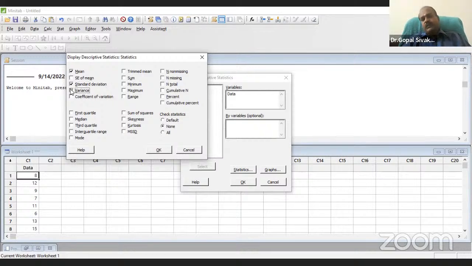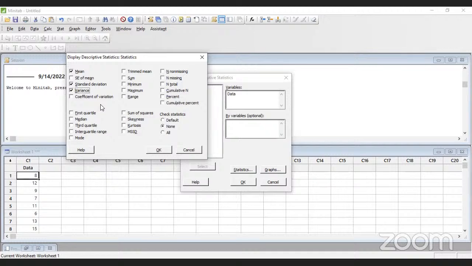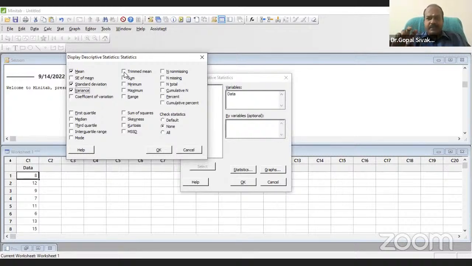So I tick variance also. Coefficient of variation, Dr. RK will teach you tomorrow. What is this? Coefficient of variation. Dr. RK will teach you tomorrow. And then trimmed mean. What is this? Trimmed mean. I am going to round off the mean by trimming a small portion of it. Let me see what comes. I am ticking this.